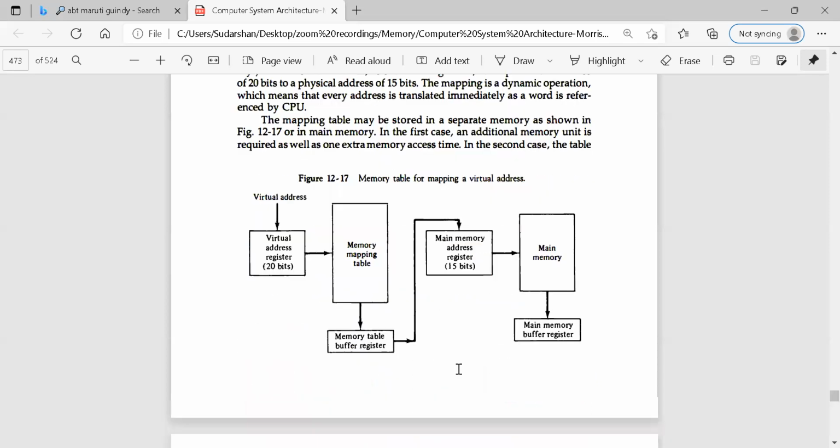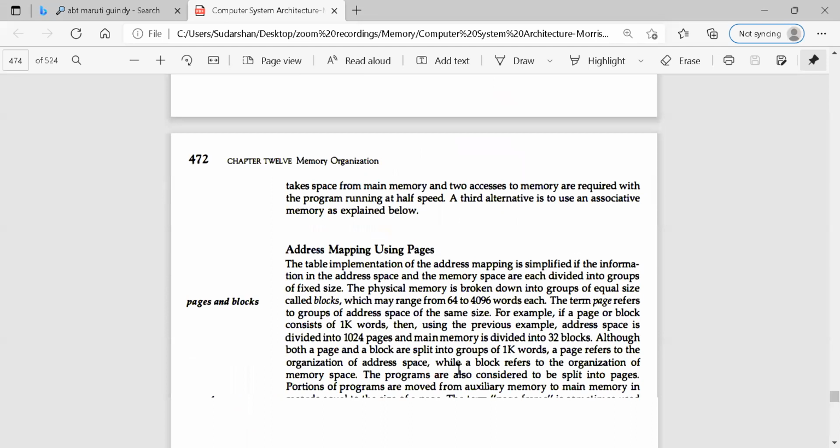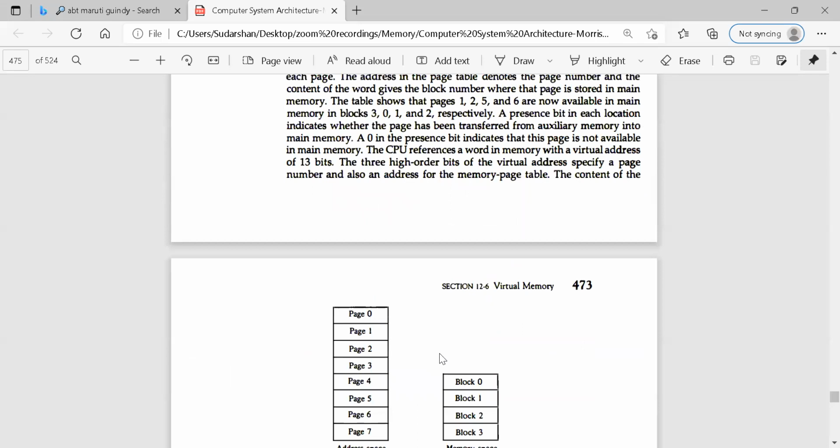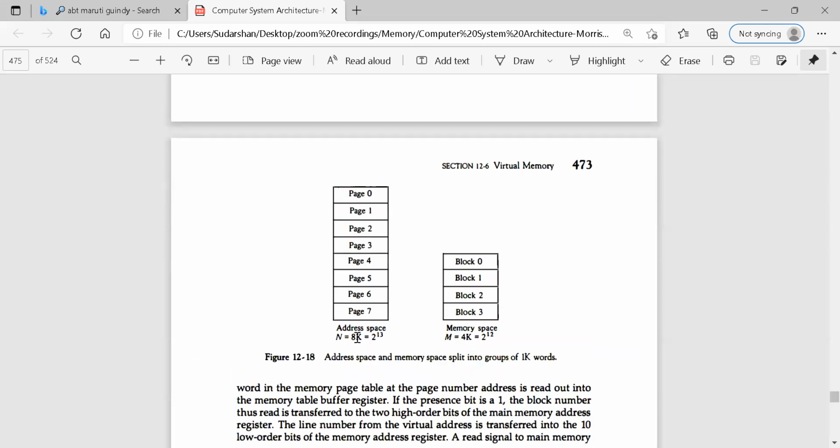Let us go in for a simple example. This will be easy for you to understand how it gets implemented. Let us consider a program whose size is 8K. To represent 8K, we require a 13-bit address, therefore 2 power 13. This is my program size. When I say program, I mean program and data put together, which is 8 kilobytes. And each page is equivalent to 1 kilobyte.